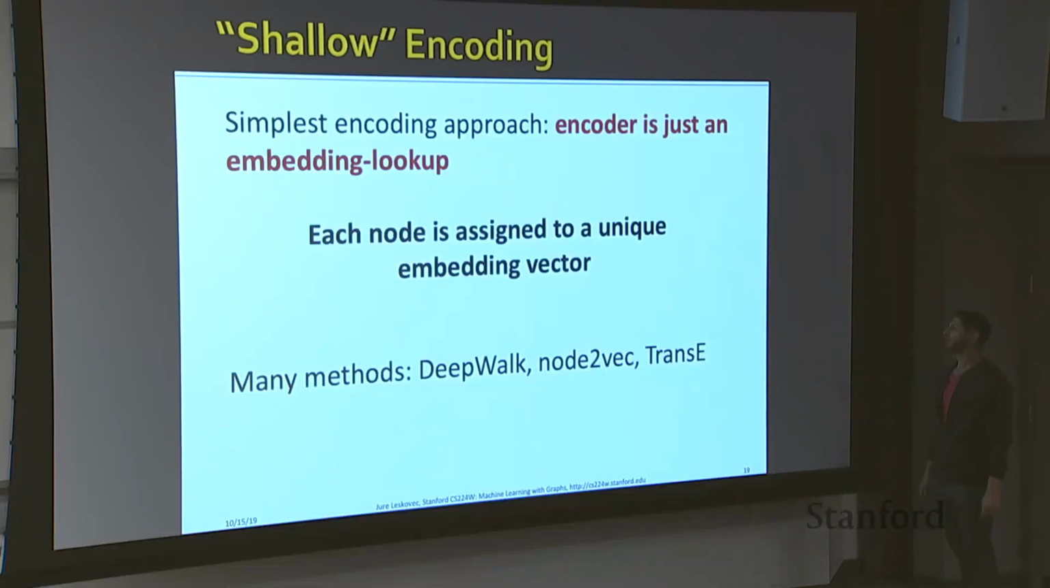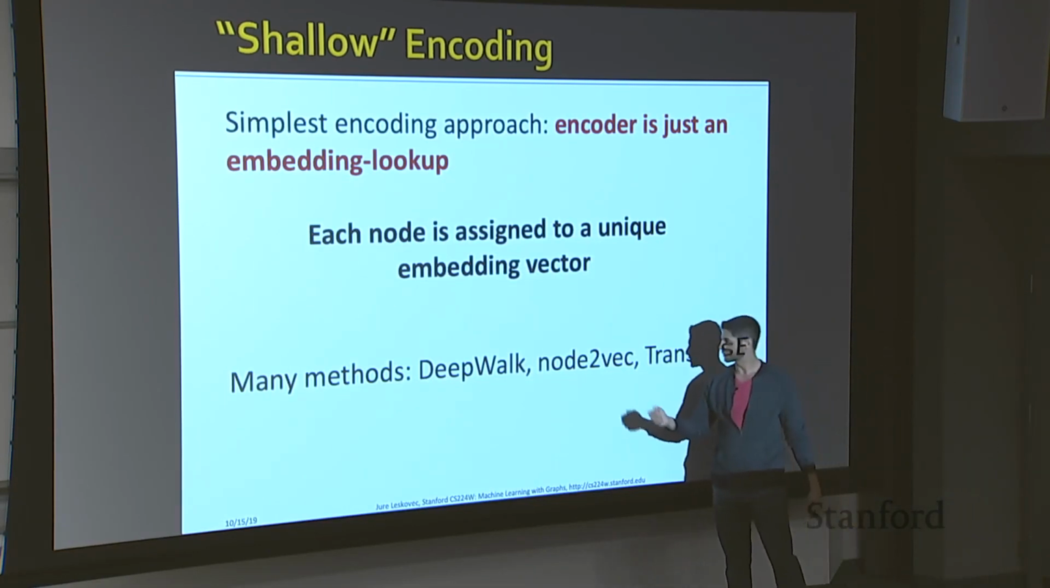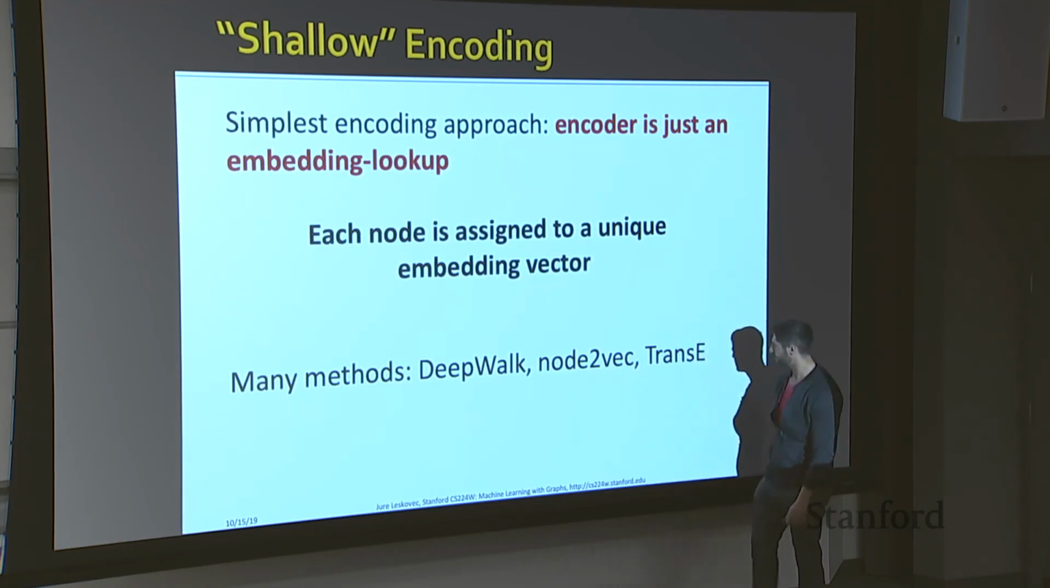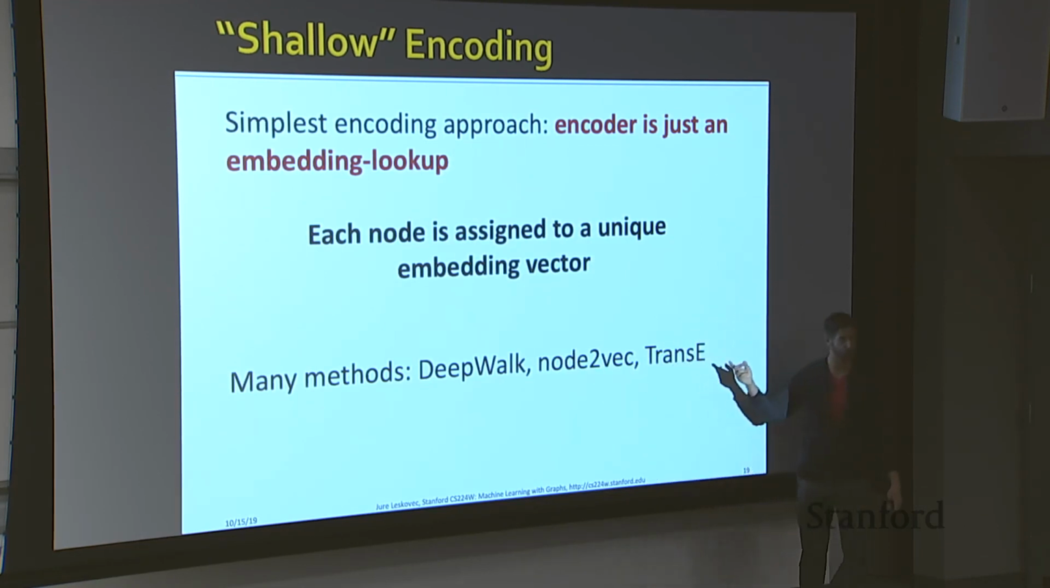Okay, so what are the methods that rely on these paradigms? Today we're going to be talking about DeepWalk first of all, then node2vec, which is an extension of the DeepWalk paradigm, and then I'm also going to give you a real-world example applied on knowledge graphs, which is called TransE, okay? So translational embeddings.